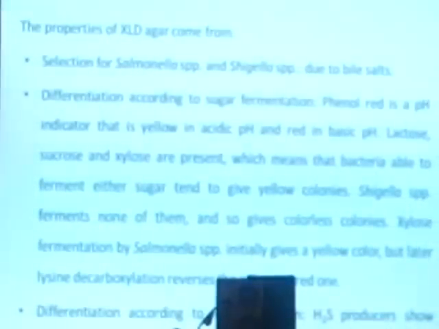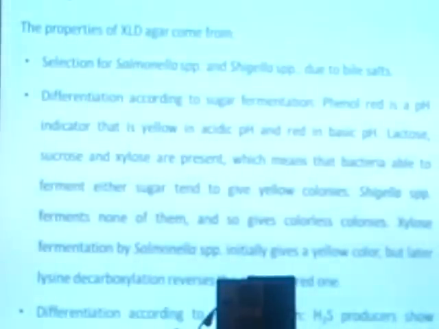Now, here we have how many sugars? In SS agar, we only had lactose. In HE agar, we have lactose and sucrose. In XLD, we have also xylose, right? So, lactose, sucrose, and xylose. Bacteria that ferment any of these sugars tend to give yellow colonies, right? Understood? Now, E. coli can ferment lactose, so it produces a yellow color. Shigella can ferment none of these, therefore it gives colorless colonies, right?